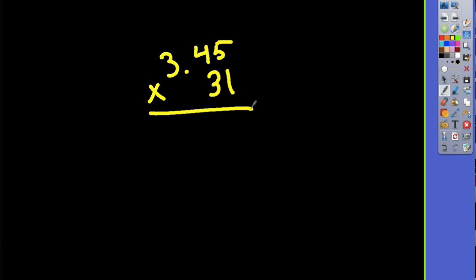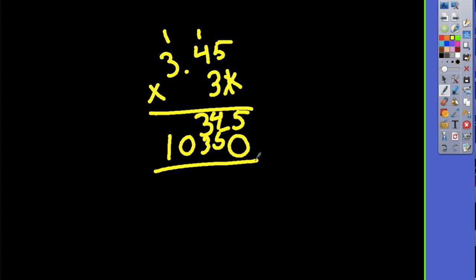Then 5 times 1 is 5. And 1 times 4 is 4. 1 times 3 is 3. Then we're going to cross out this number, and we're going to put a 0 here because that represents that we're in the tens place. And then 3 times 5 is 15. Carry the 1. 3 times 4 is 12, plus 1 is 13. 3 times 3 is 9, plus 1 is 10.